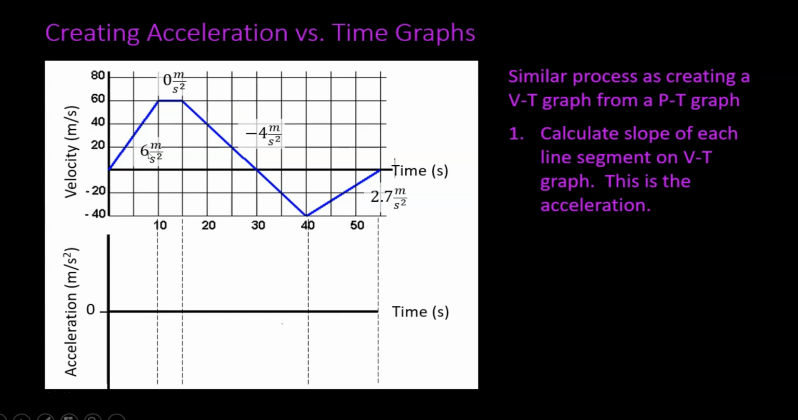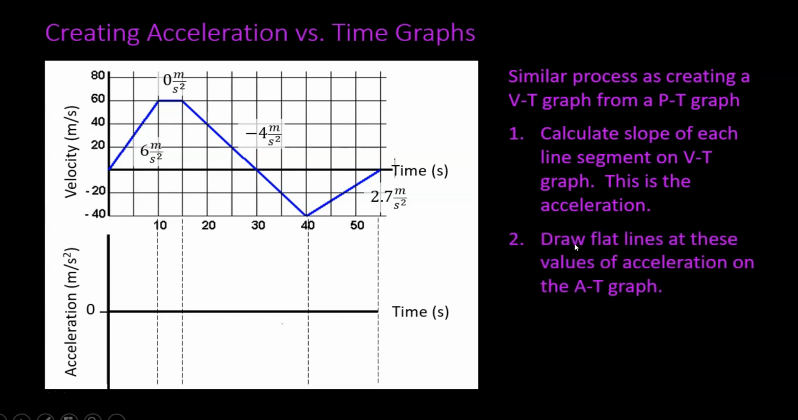Now we need to transfer these slopes, which are really acceleration, down to our acceleration versus time graph. So we're going to draw flat lines because, again, during this time interval from 0 to 10, the slope was the same. That means our acceleration is constant, which means we're drawing a flat line at the appropriate values. So from 0 to 10 seconds, we draw our line at what would be 6 meters per second squared. For 10 to 15 seconds, we draw our line at the time axis, which represents an acceleration of 0 meters per second squared.